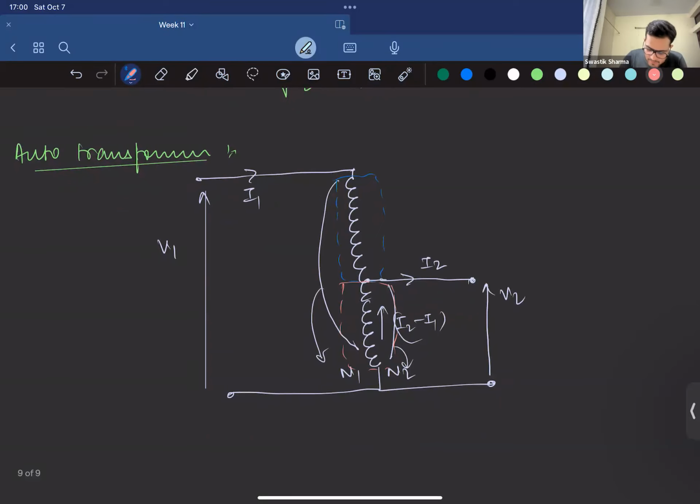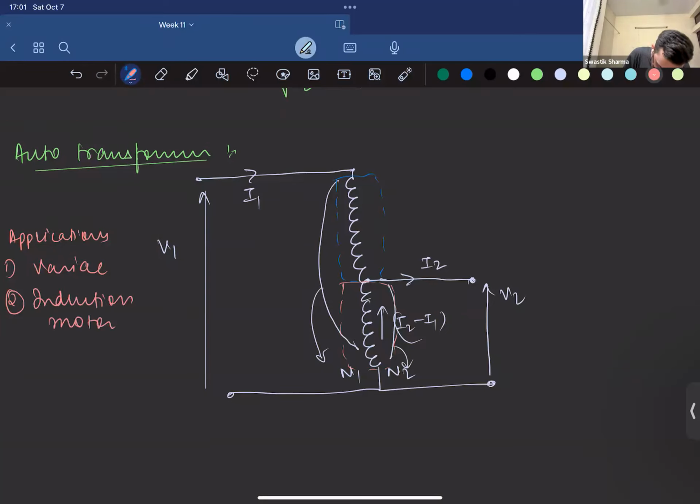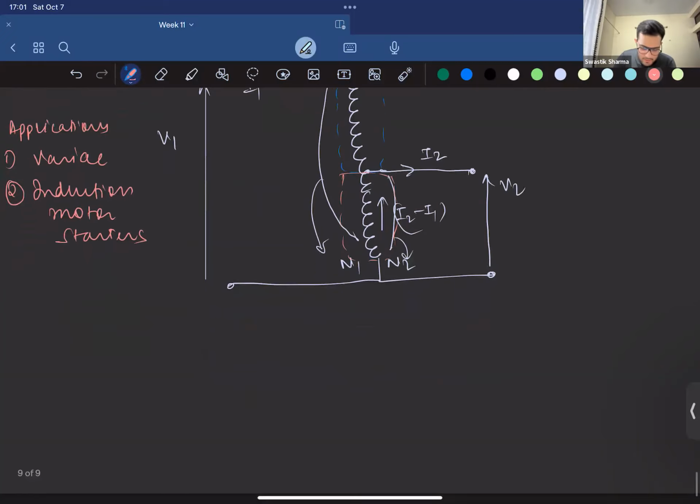So why is it used? I mean, what's the fun of it, right? So the applications are certain. It is used as a variac. You can tap it anywhere between the whole coil, and you can change the amount of voltage produced at the secondary side. It's called a variac, or a variable AC voltage. It is also used in induction motor starter. When we discuss induction motors, remind me and I'll tell you where and how it is used.